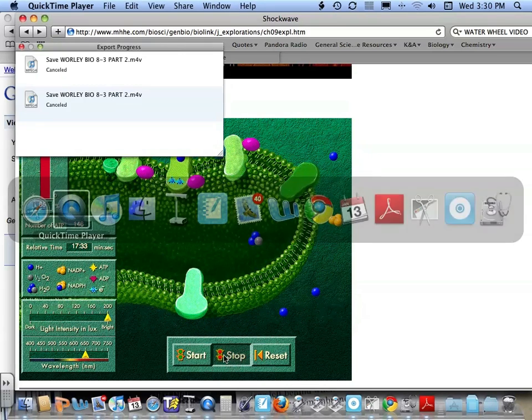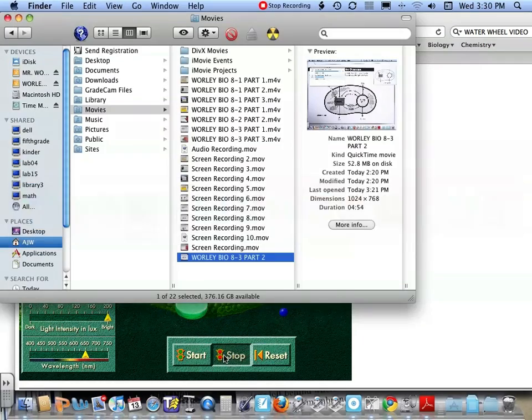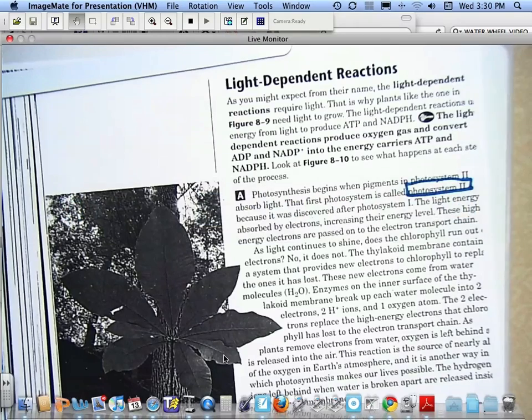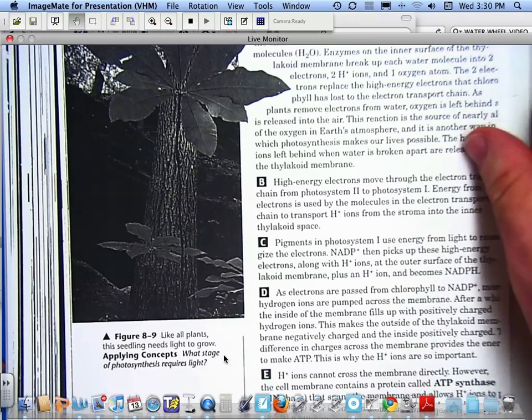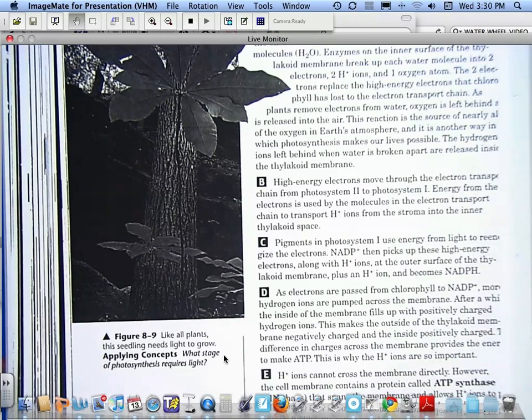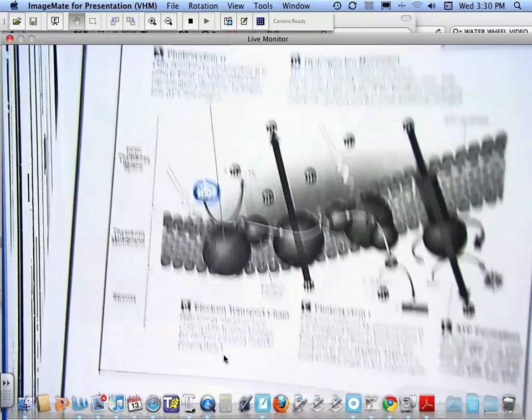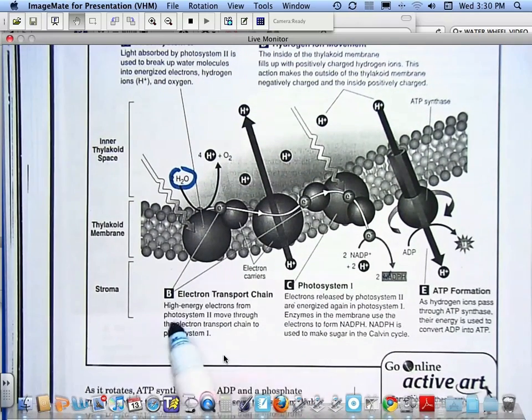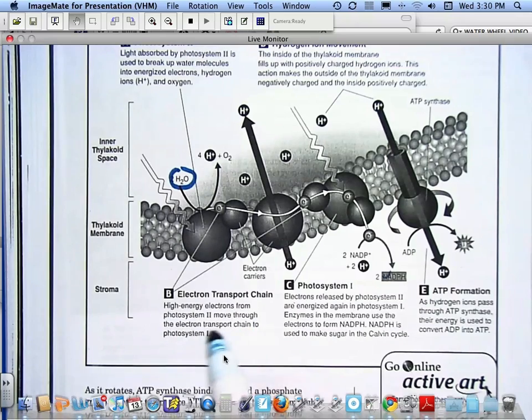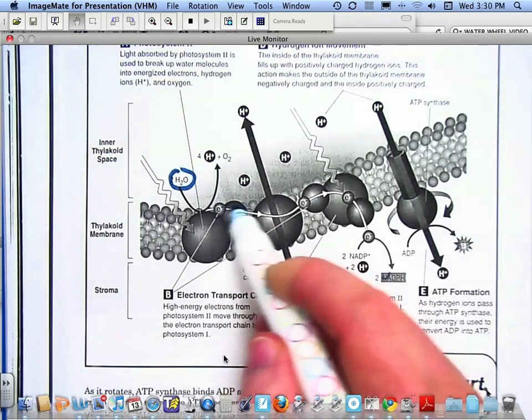Let's go ahead and go back to our book, and keep reading. Now we're on part B of the electron transport chain, the light-dependent reactions. Okay, I hope you're looking on page 211. Here we go. High-energy electrons from photosystem 2 move through the electron transport chain to photosystem 1. So they start up top and they move down.